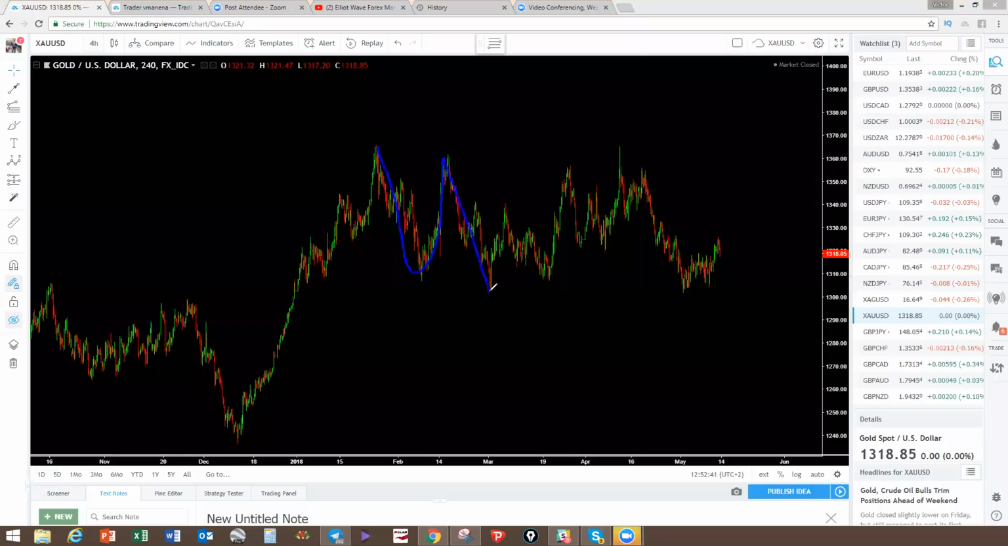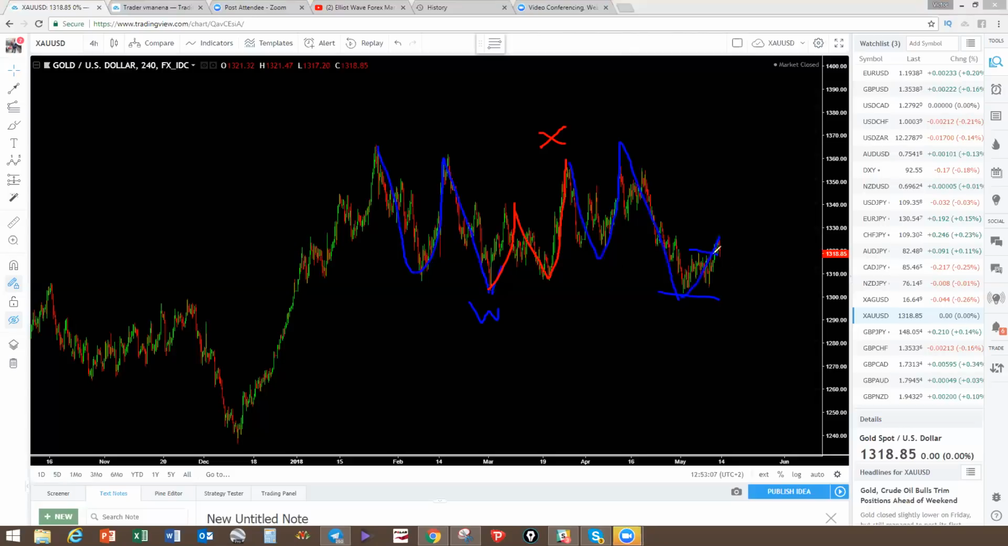This is a 3-wave move, W. This one is a 3-wave pullback, X. And this one is a 1, 2 expanding flat move. Okay. Most of us in the group have taken this move, but it does not look very convincing. It does not look convincing at this stage because it's looking very corrective.